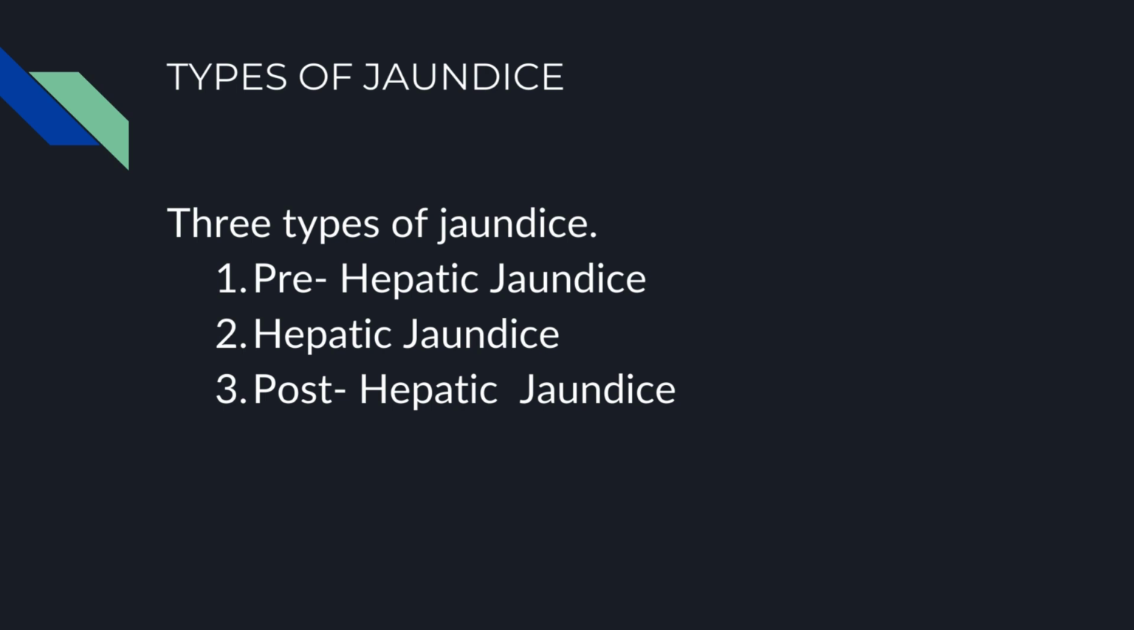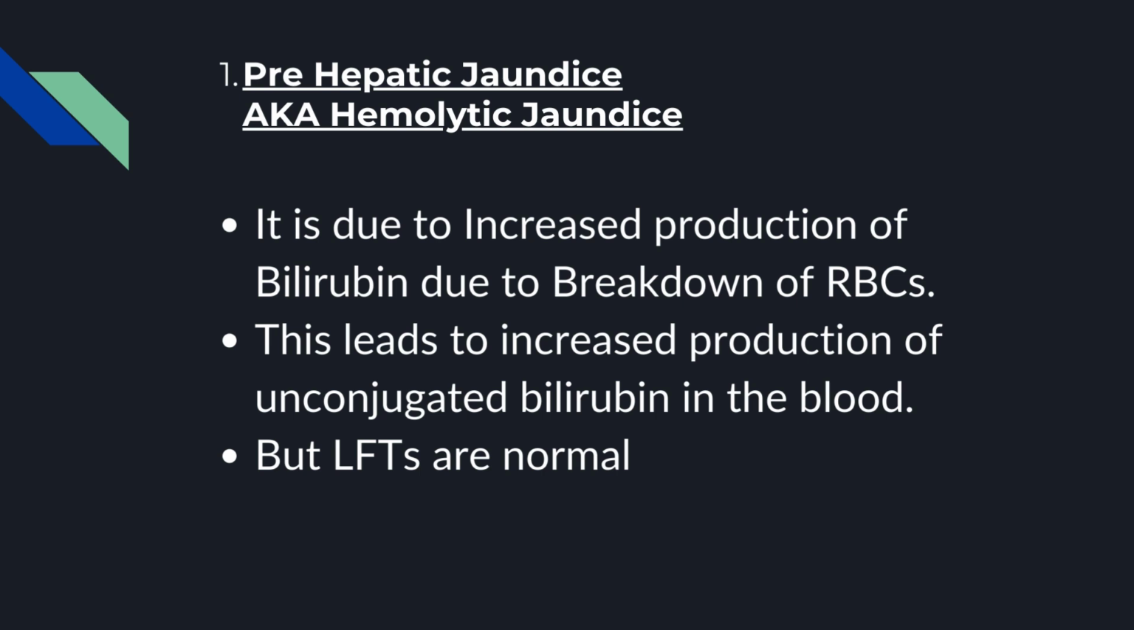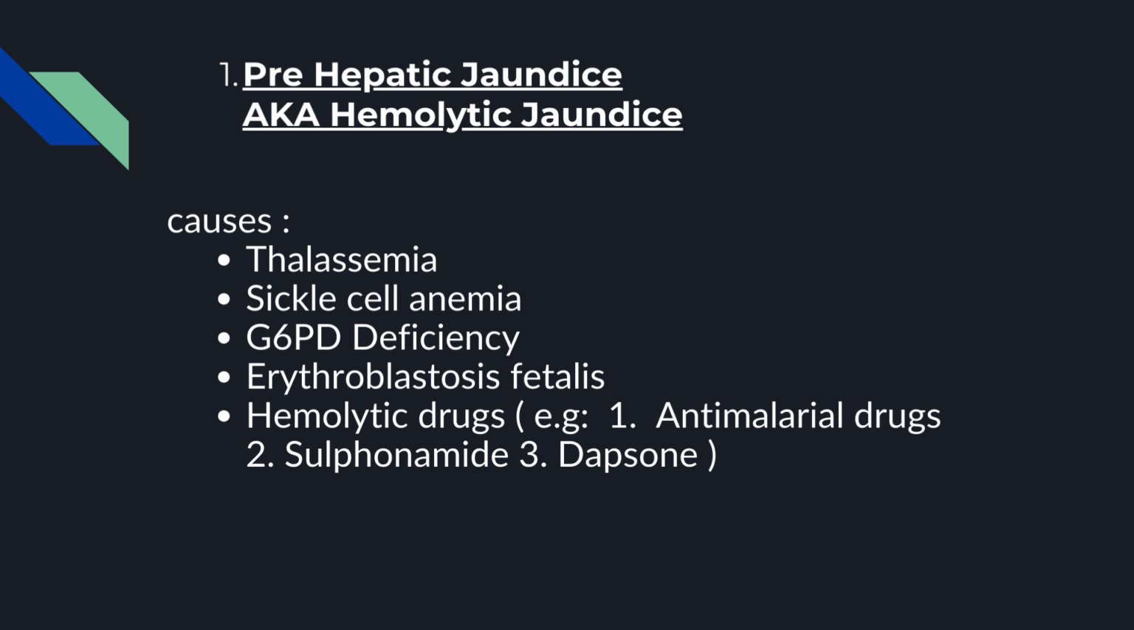There are 3 types of jaundice: prehepatic jaundice, hepatic jaundice, post-hepatic jaundice. Number 1. Prehepatic jaundice, also known as hemolytic jaundice. It is due to increased production of bilirubin due to breakdown of RBCs. This leads to increased production of unconjugated bilirubin in the blood. But LFTs are normal. Causes: thalassemia, sickle cell anemia, G6PD deficiency, erythroblastosis fetalis, hemolytic drugs, e.g., anti-malarial drugs, sulfonamide, dapsone.